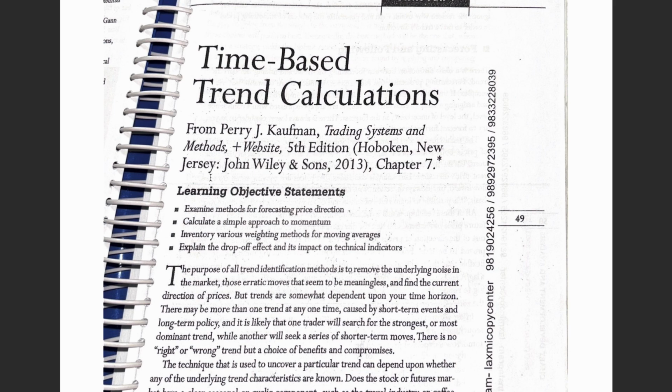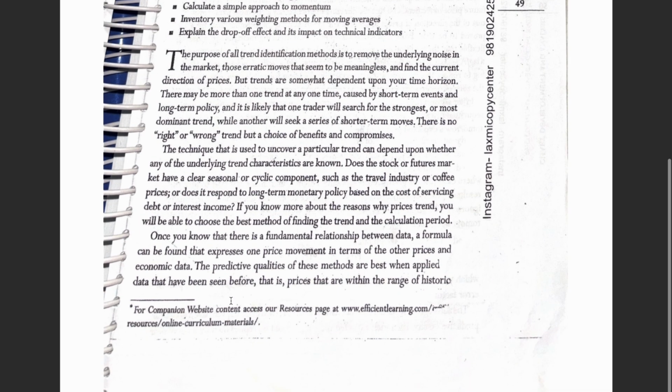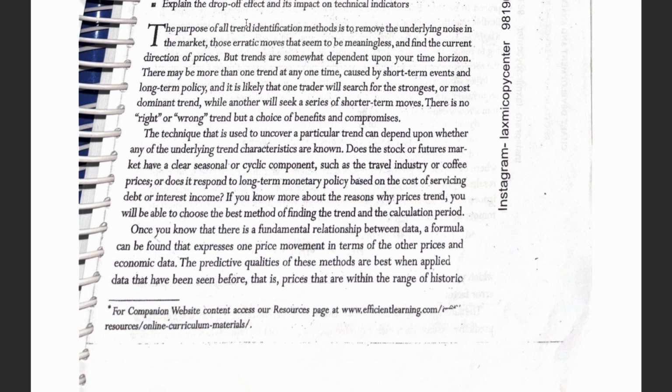Beginning with this chapter, the purpose of all trend identification methods is to remove the noise. The main reason that we use these indicators is to remove the noise which is present in the markets, because most of the noise is usually meaningless. So trends are somewhat dependent on the time horizon.